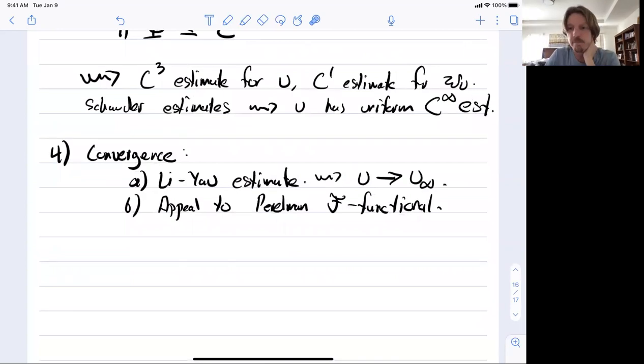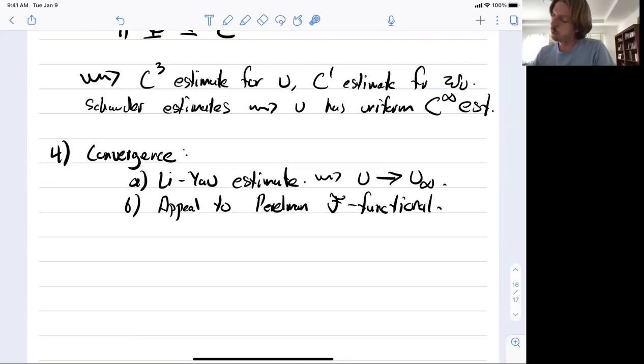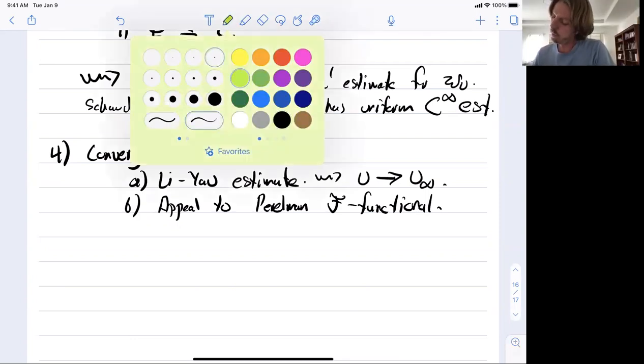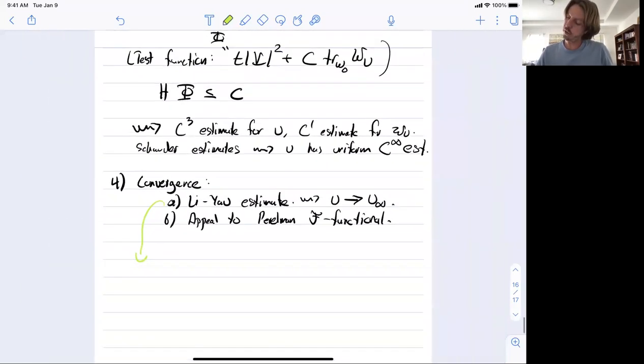Thank you. With this Perelman functional, it's more clear where the flow converges. But what happens with this Li-Yau estimate? Do you get any control on what happens?